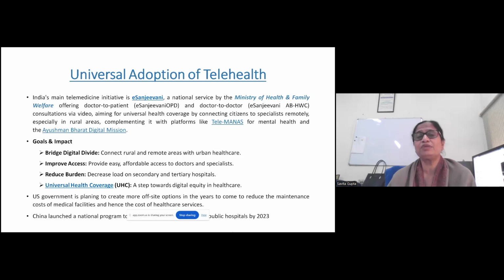It has many modules. It offers patient to doctor, doctor to patient, and doctor to doctor consultation by video.